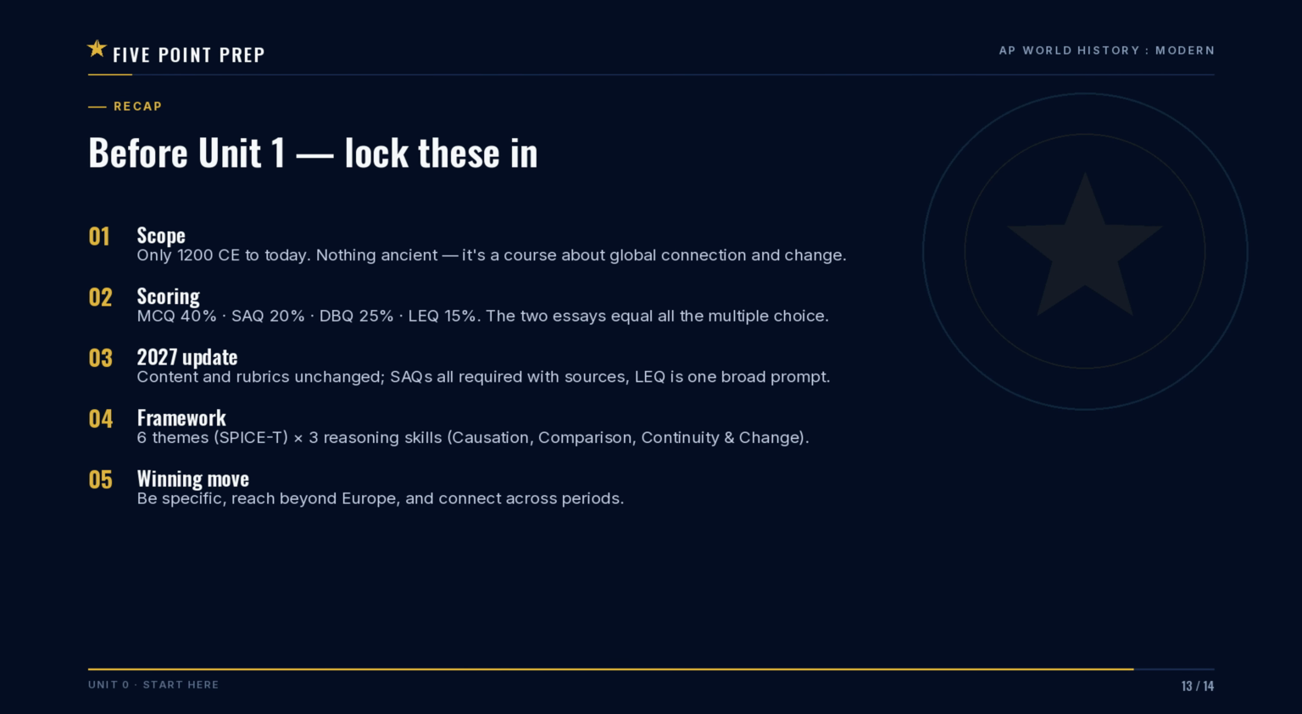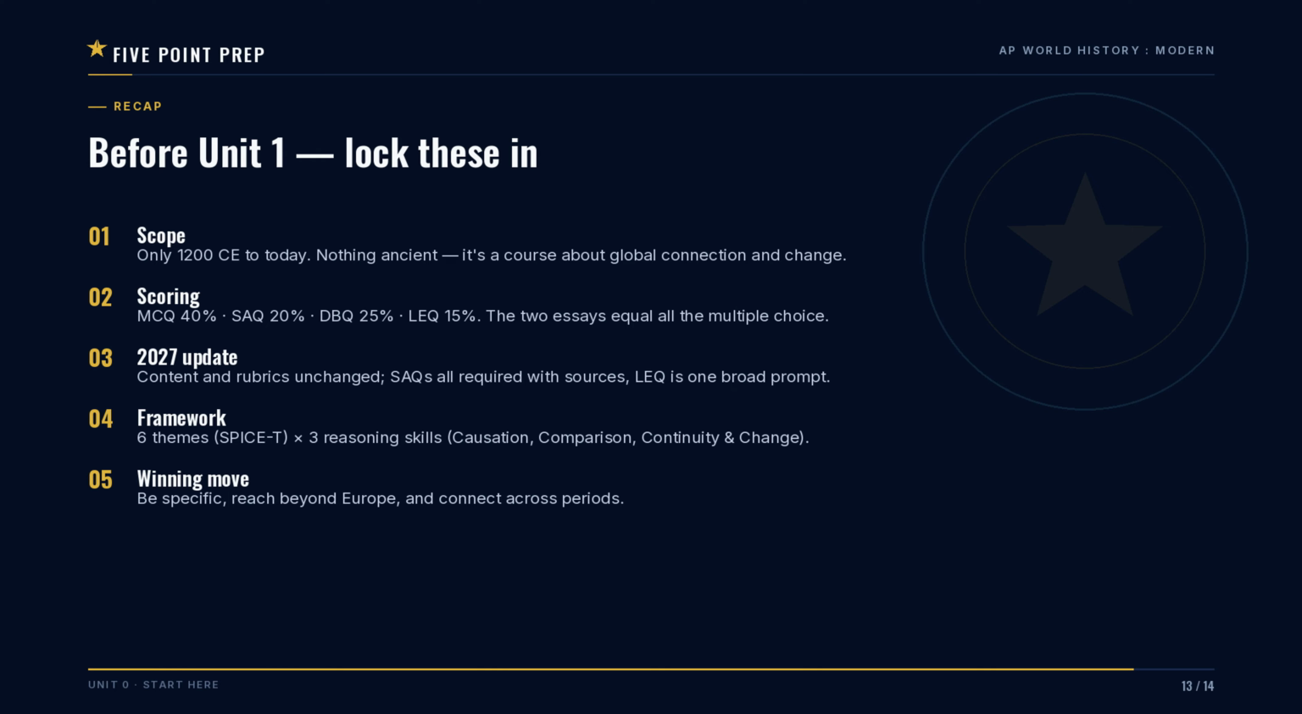Let's lock in the essentials before we open Unit 1. Scope. This course covers only 1200 to the present, nothing ancient. And it's really about global connection and change. Scoring. Multiple choice, 40%. Short answer, 20. The DBQ, 25. The long essay, 15. And remember, the two essays together equal all the multiple choice.